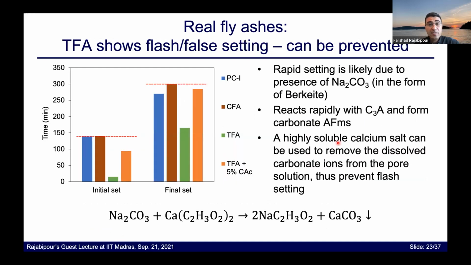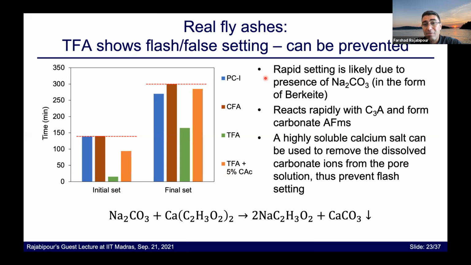Now, if we look at the setting of Trona fly ashes, again, the initial setting of the Portland cement system, the controlled fly ash, and then when we use a Trona fly ash, we see a rapid reduction of the setting time, so flash setting or false setting, in both the initial set and the final set. And this rapid setting is likely due to the presence of sodium carbonate. As I mentioned, there is Burkeite, which is the remnant of the Trona in this type of fly ash, and it seems like a lot of the Trona impacted fly ashes have remnants of Trona or sodium carbonates in them.